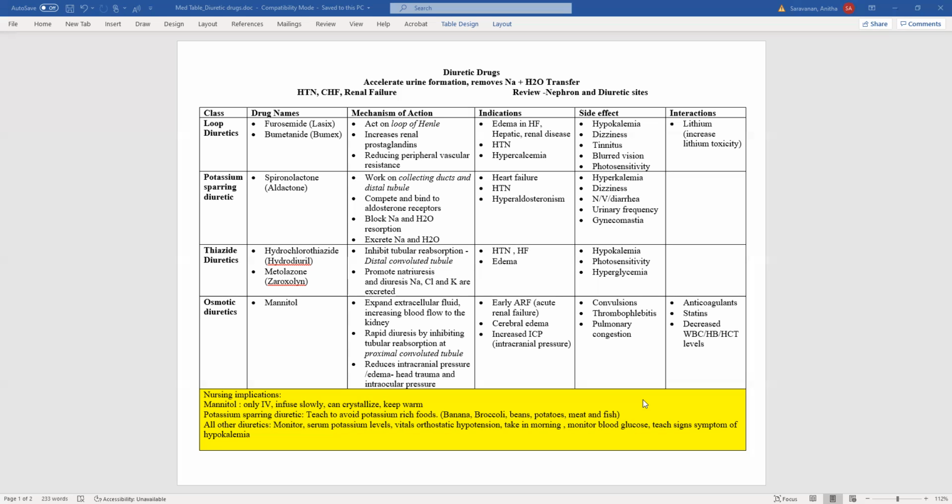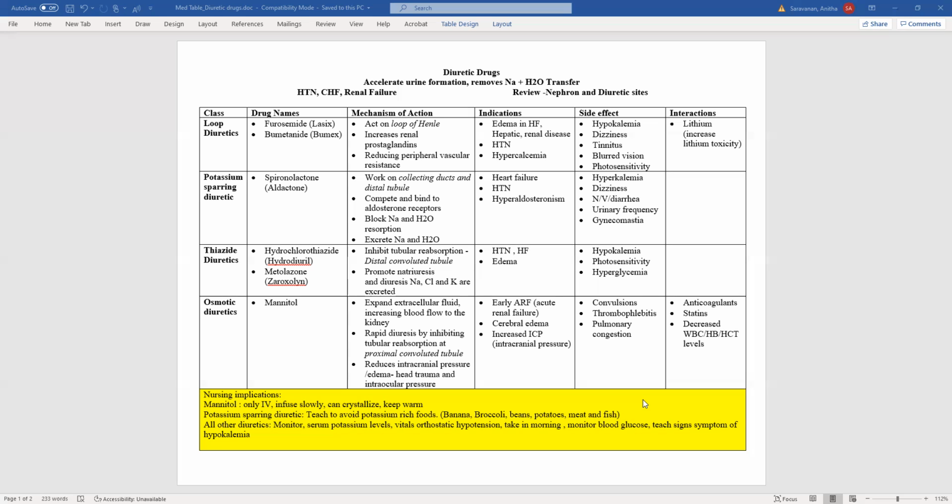Focusing on each class, the first class is loop diuretics. The common medications are furosemide and bumetanide. So the mides and the nides, if you want to remember those suffixes. Those medications are given to treat heart failure and hepatic and renal diseases where there's fluid excess as well. The way these drugs act is by reducing peripheral vascular resistance. That's why they're given for blood pressure. And they increase renal prostaglandin synthesis, so it's kind of protective for the kidneys too, and that's the reason it could be given for renal diseases.